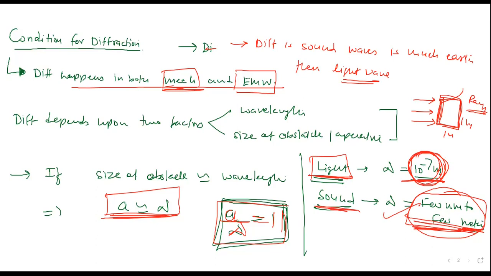So now we'll talk about an experiment. It's called Fraunhofer diffraction, or the single slit experiment. So we're learning diffraction due to a single slit, also called Fraunhofer diffraction. This is also done for double slit, but that's not in our syllabus. We have just single slit in our syllabus.